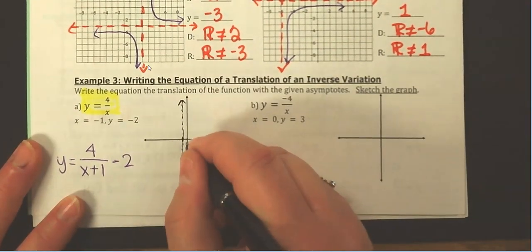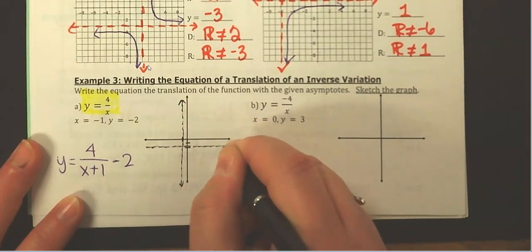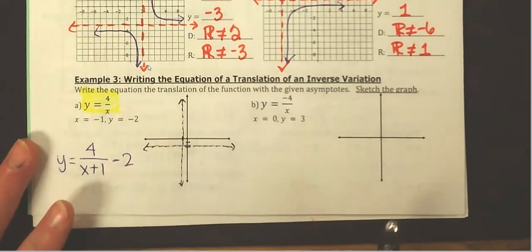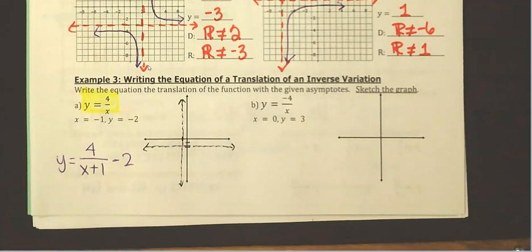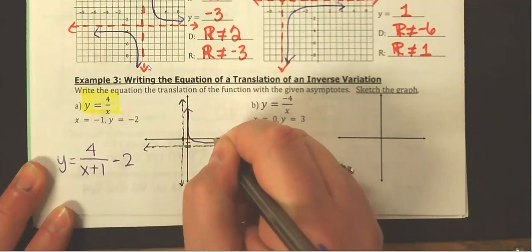Okay, and then those would be our asymptotes here. Just kind of sketch it. Doesn't have to be perfect. I know I gave you a blank graph. And then the quadrants we would be in based on our asymptotes, since that's positive 4, would just be 1 and 3.